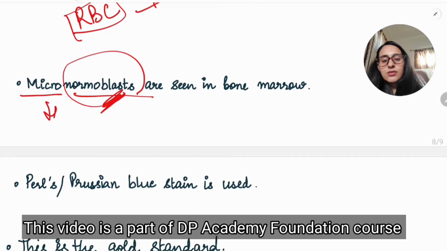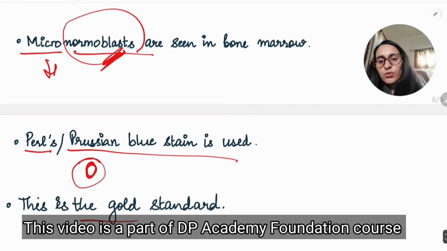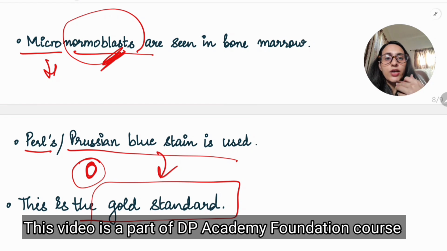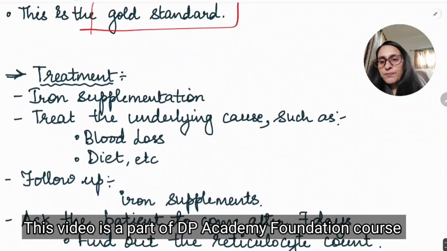Now, if you stain for iron, that is the Perls stain or Prussian blue stain, you get grade 0 iron because there are no iron stores present. That is why grade 0 iron. So the bone marrow study is the gold standard. If you take the Prussian blue stain and check how much iron is present, what you find is no iron in the store. So that is the gold standard and most specific test for iron deficiency anemia.